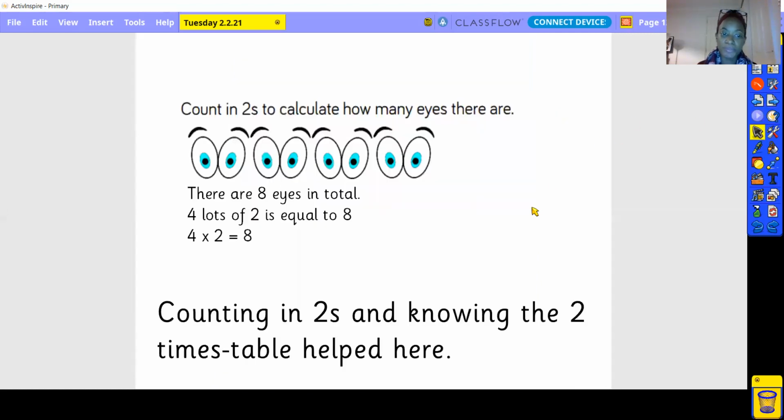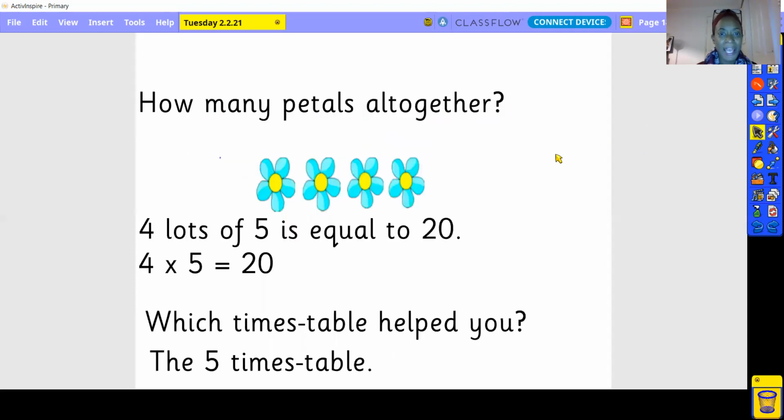Right, so there are 8 eyes in total. 2, 4, 6, 8. 4 lots of 2 is equal to 8. 4 times 2 equals 8. Again, counting in twos and knowing the 2 times table helped here. How many petals are there altogether? 5, 10, 15, 20. 4 lots of 5 is equal to 20. 4 times 5 equals 20. The 5 times table helped you here.